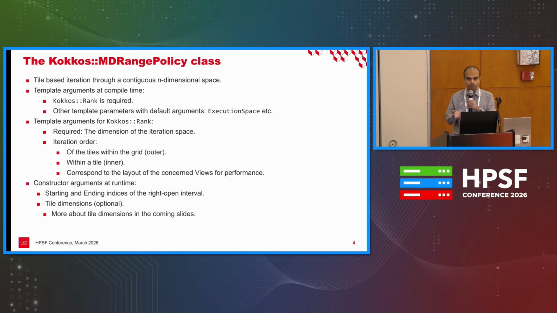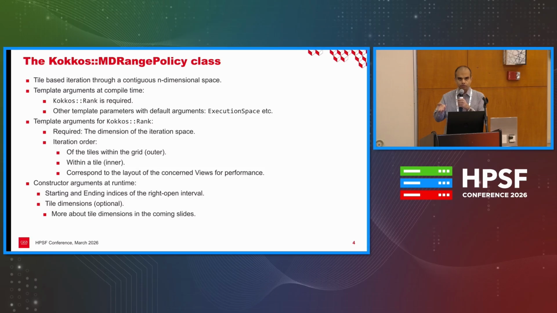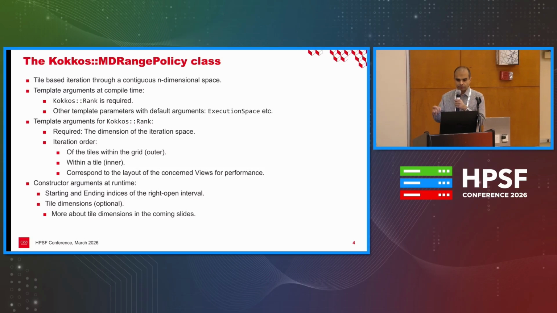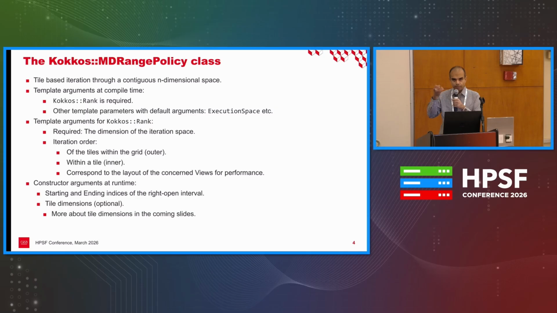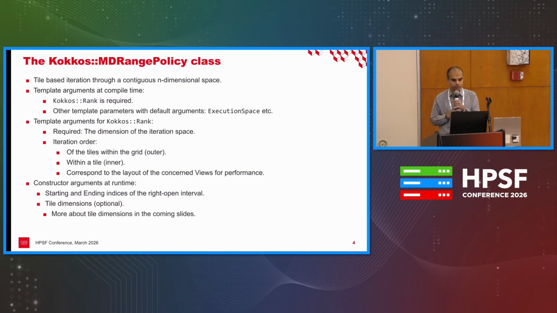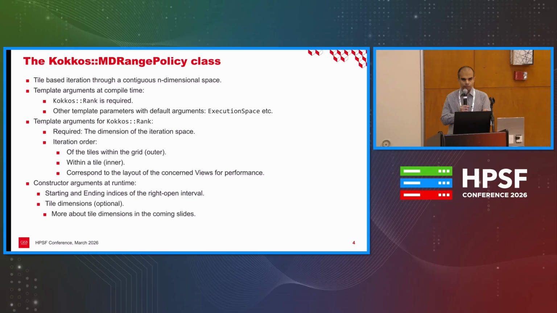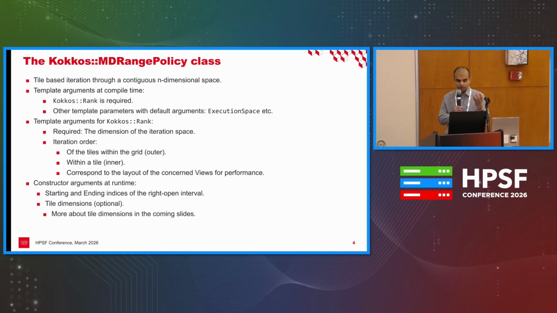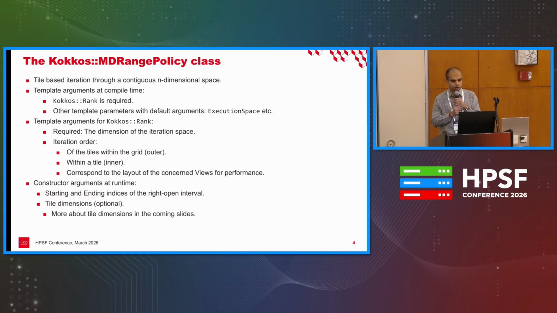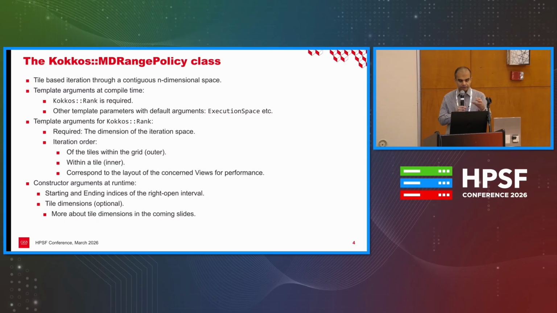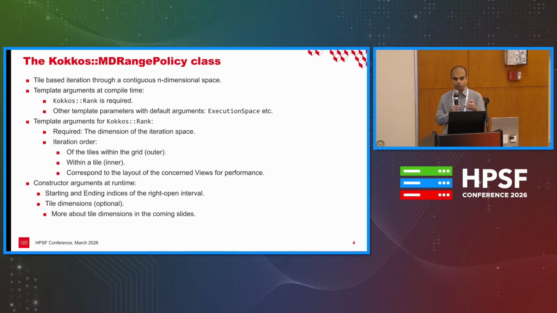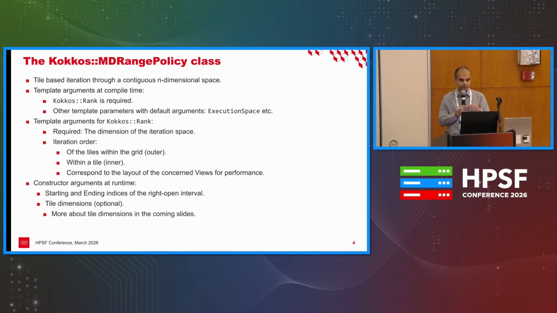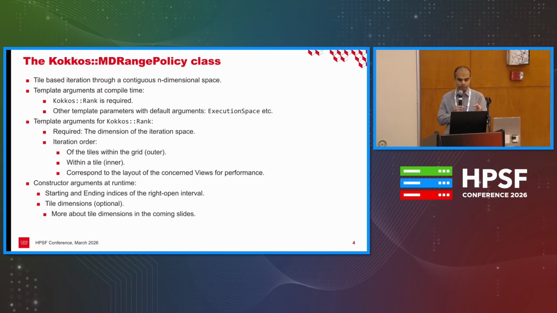So what is this MD-range policy class? In order to create an instance of an MD-range policy execution, you have to keep a few parameters in mind. Let's look at a few of them. There is this notion of rank, which defines the number of dimensions in the iteration space. It also comes along with iteration orders, which can be set by default by Kokkos for you in a suitable manner. That is because we need this notion of how to iterate over the tiles within the grid and also how to iterate within the tile.